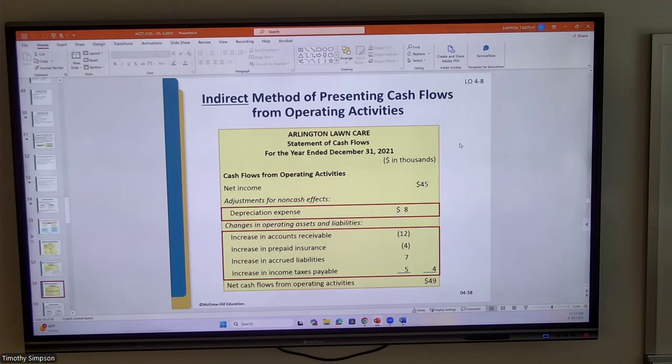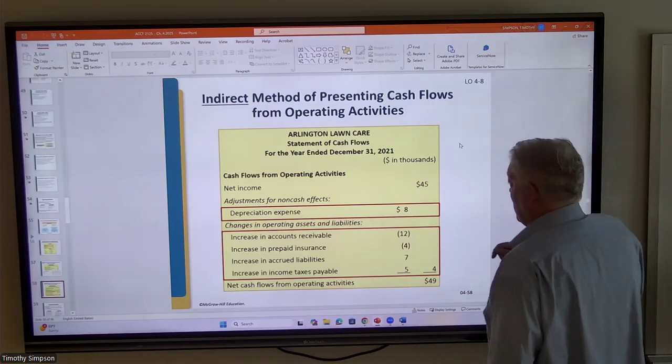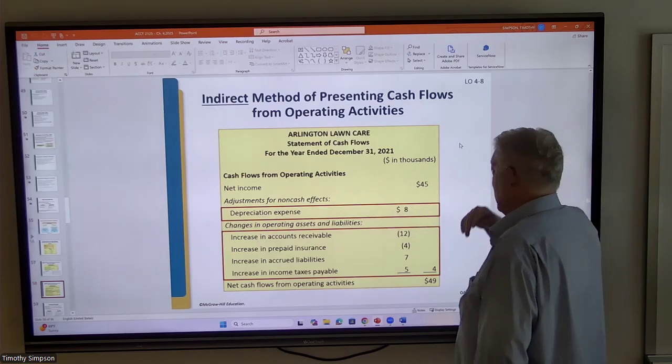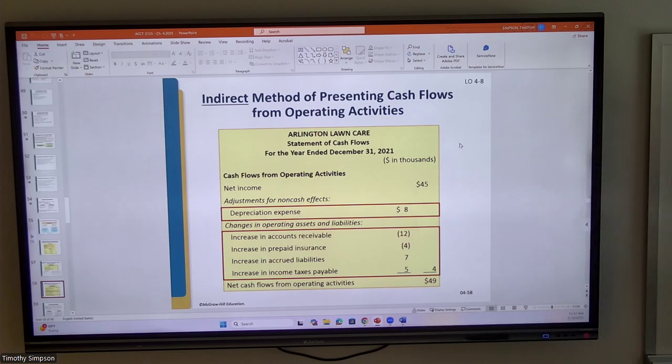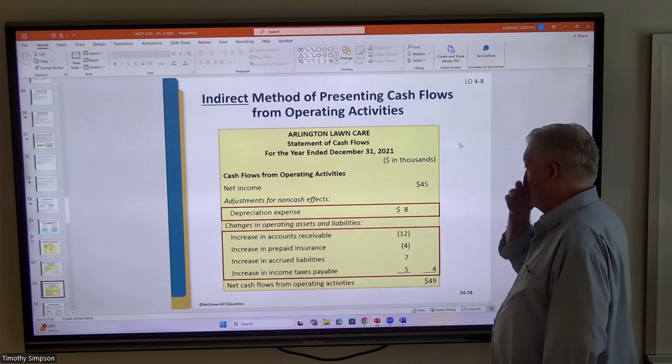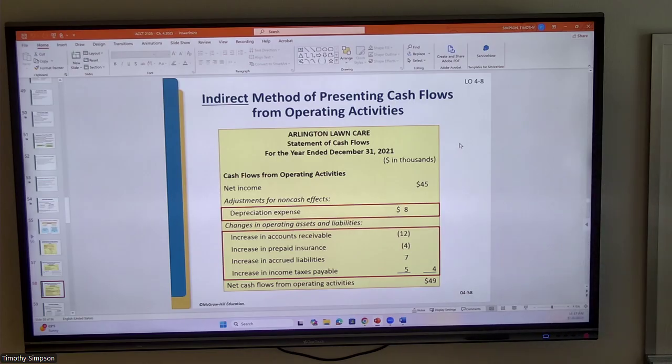Now, why are we doing this? We're trying to reconcile cash back to the income statement. Depreciation is a non-cash expense, so that has to be adjusted upward because we don't write a check for depreciation ever, right? And then changes in operating assets and liabilities: increase in accounts receivable. So why would this be a decrease in cash? It's because we have receivables that are rising, but we have to make that particular adjustment, right? Increase in prepaid insurance. These increases actually result in a negative. Why? Because we're talking about the effect on cash, not the effect on the income statement.